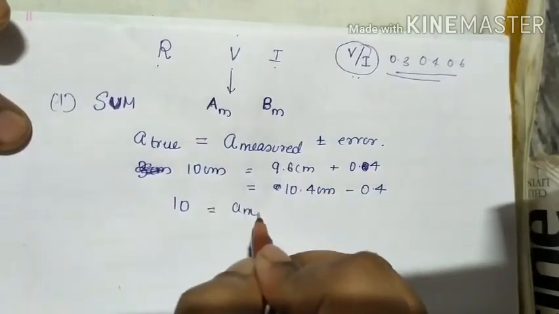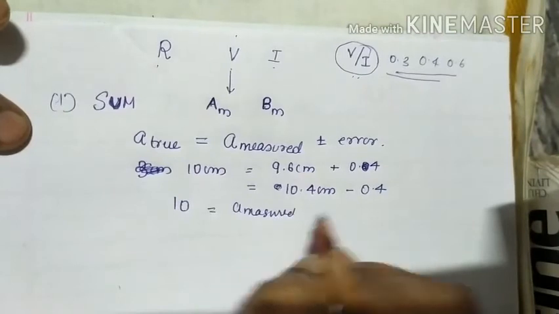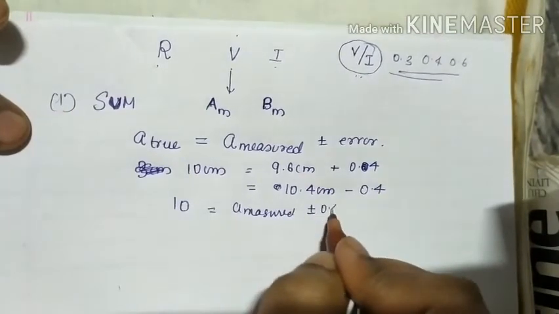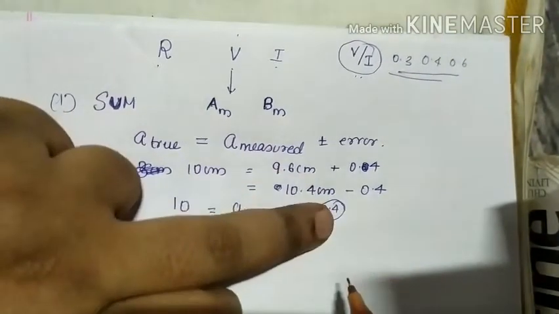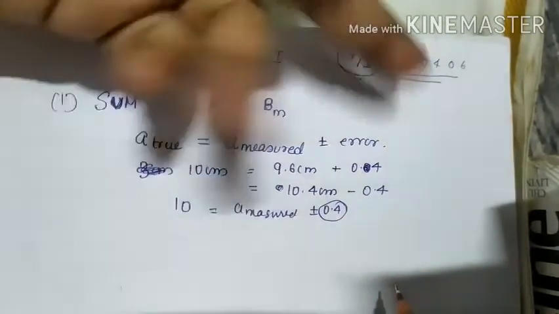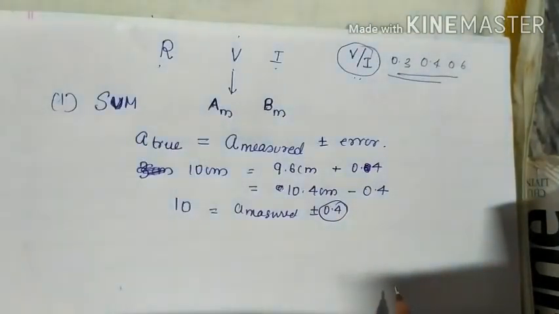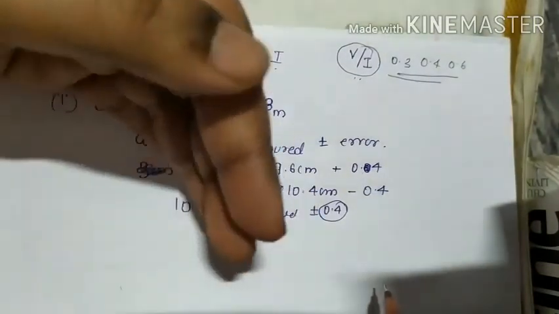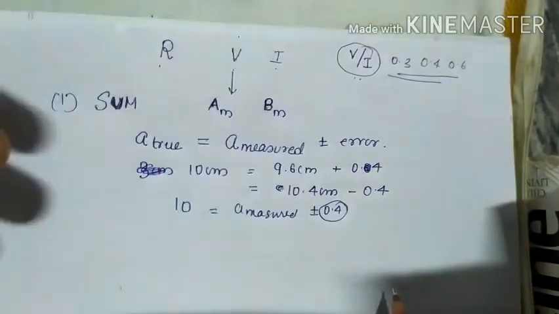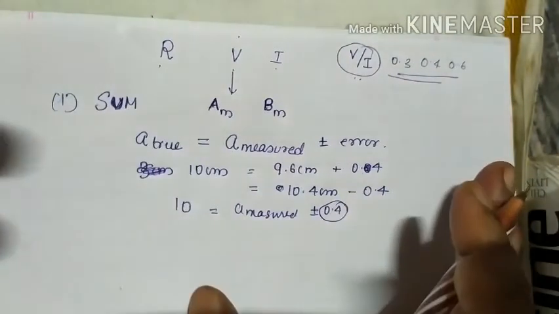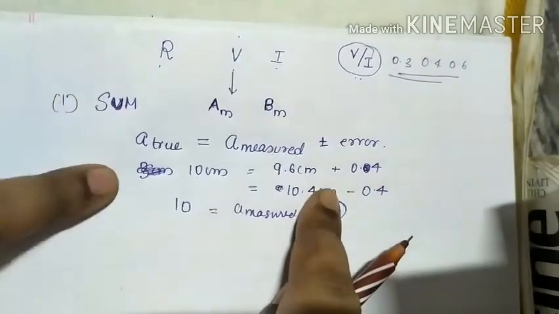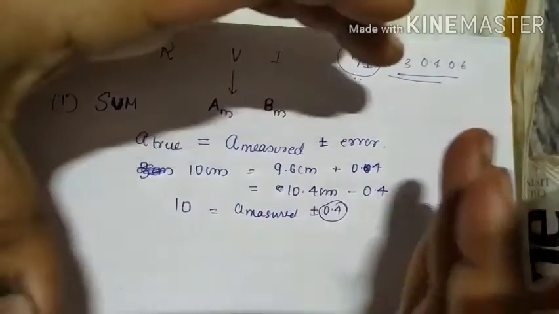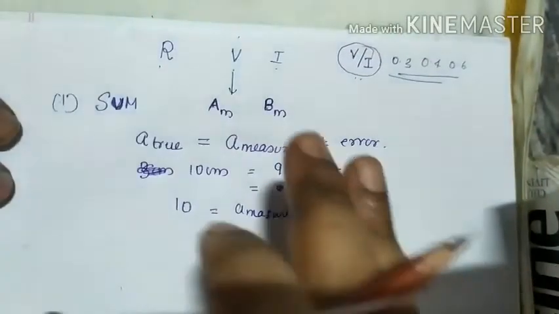A measured value plus or minus 0.4. That is, the measured value is either less by 0.4 or greater by 0.4. Hope this much is clear. So every true value lies between plus or minus its error with the measured value. Okay, measured is something which you measured. 10 is something which is true value, actual value, right?